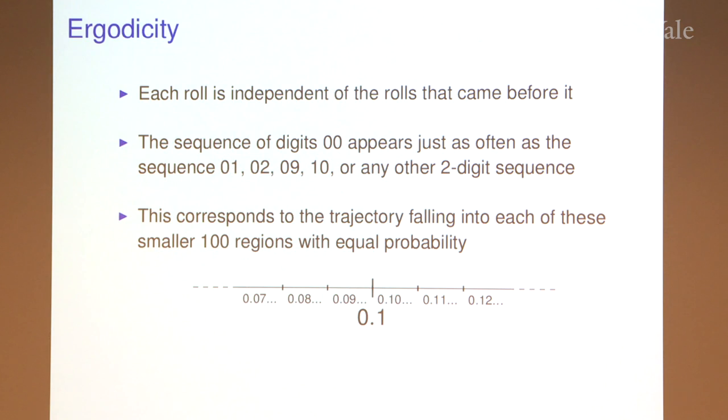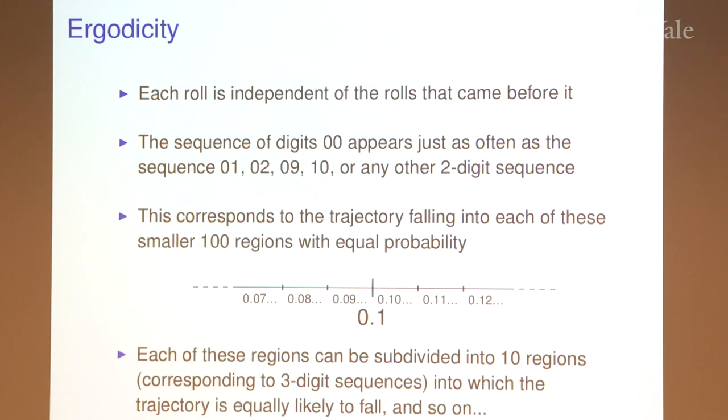with equal probability. And of course, we can repeat this logic over and over again to divide each region into 10 more regions, which corresponds to three-digit sequences, all of which are equally likely, which implies that the trajectory of our point will fall into each of these equally likely. And we can keep subdividing and subdividing, to where we can say the orbit of our point is going into regions as tiny as we want with equal probability. So really, the orbit of our point goes everywhere with equal likelihood.